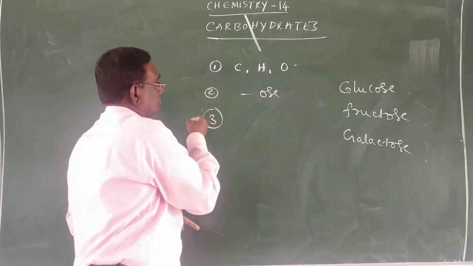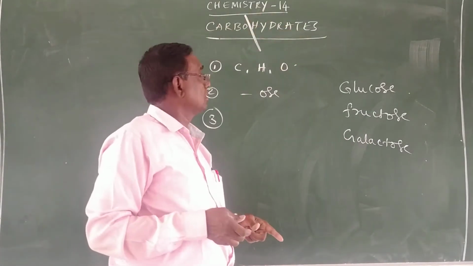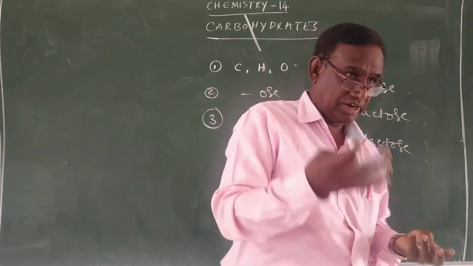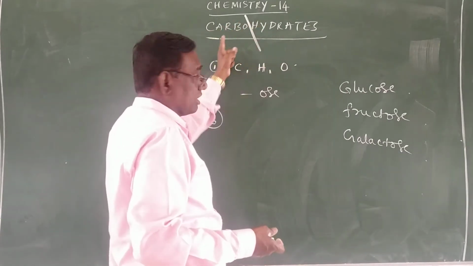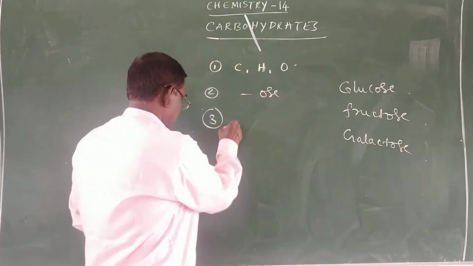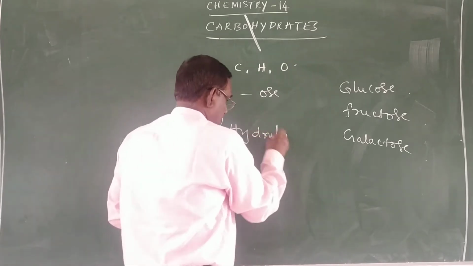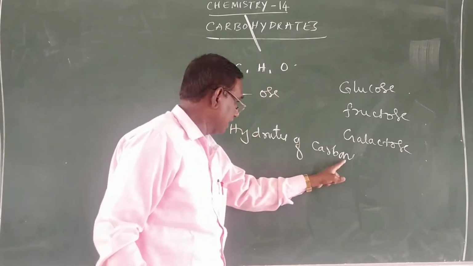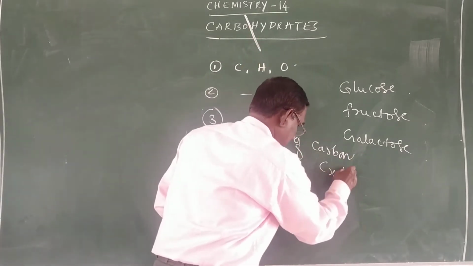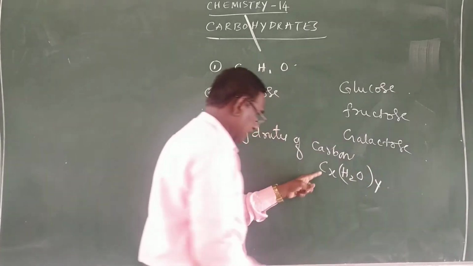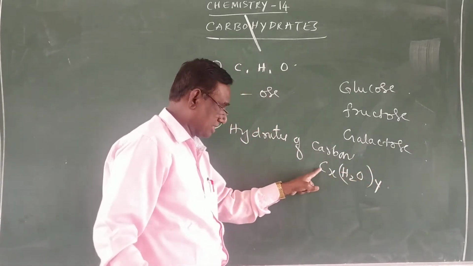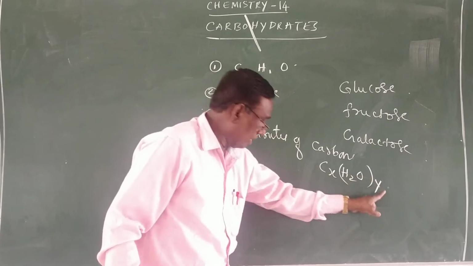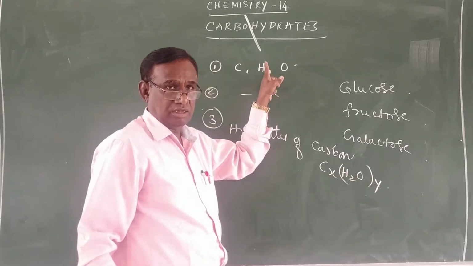And the third point: why are carbohydrates called carbohydrates? Because they are the hydrates of carbon. They are called what? Hydrates of carbon. What are the hydrates of carbon? That means they have the general formula Cx(H2O)y. Okay? C is carbon, x is the number of carbon atoms, H2O is water, y means the number of water molecules in the carbohydrate.